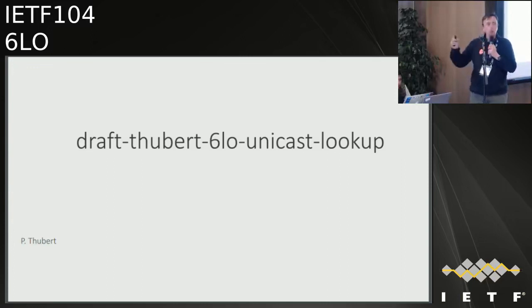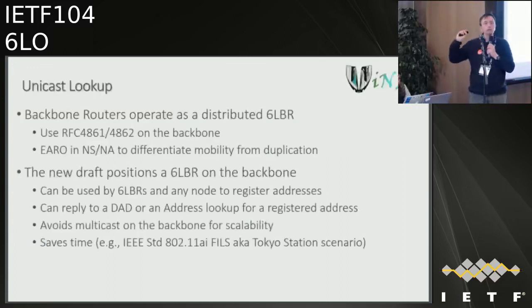So as I said, when you do a lookup on the backbone, it's a broadcast today with the backbone router. And if one backbone router has a registration that it proxies for the address that is being looked up, then that backbone router will answer. But still, the NS lookup is a broadcast. What we want to do now is install a 6LBR on the backbone that will know which address is registered by whom. And by asking it, you may avoid the broadcast that you all see today on the backbone.